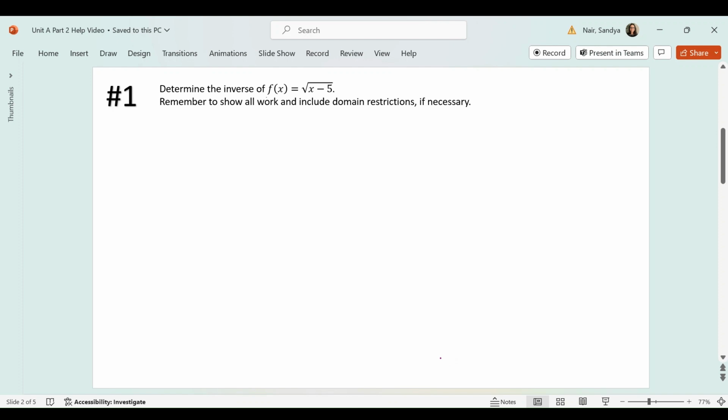So remember, the first thing we're going to do when we're finding the inverse is replace that f of x with y. So we have y equals the square root of x minus 5. Now we need to find the inverse. In order to find the inverse, we take x and y and swap them. So everywhere I see a y, I'm going to write an x instead, and everywhere I see x, I'm going to write y instead. Well, now what I need to do is solve this equation for y.